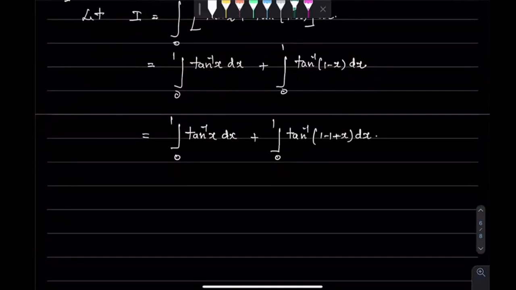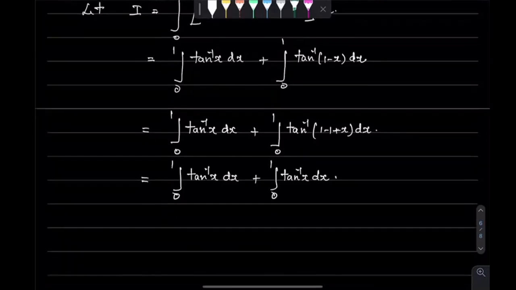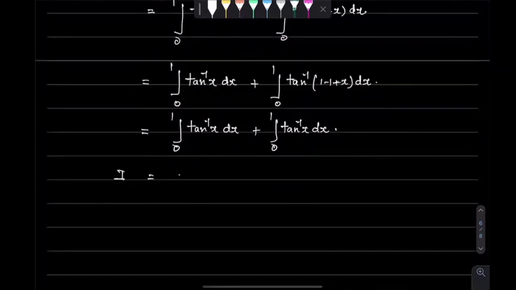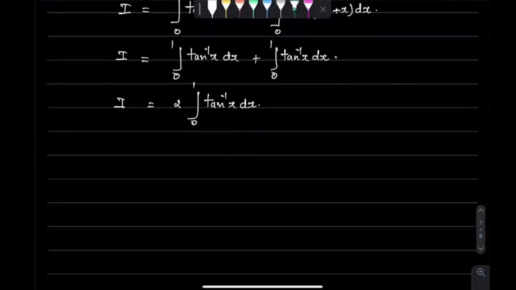I've applied the property. Everybody understood? Yes, sir. 0 to 1 tan inverse of x dx plus this also becomes what? 0 to 1 tan inverse of x dx. So this ultimately becomes, therefore, your I becomes 2 times integral 0 to 1 tan inverse of x dx. Okay, so can I integrate this directly? Tan inverse of x, can I integrate it? I cannot integrate this directly. So what should I do? I have to go for the option of using the UDV method. Yes, sir.